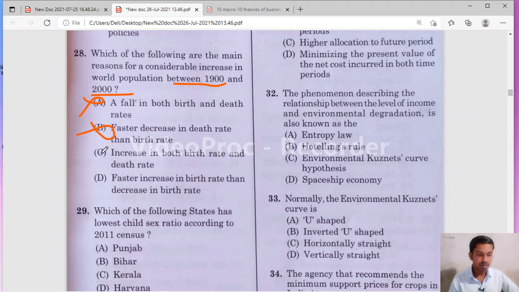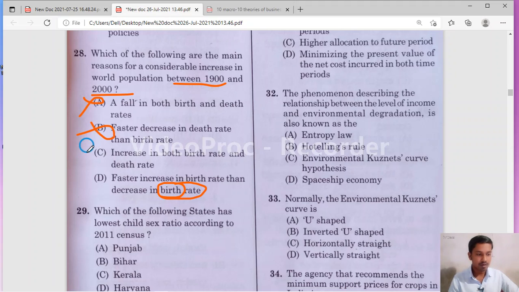Friends, in this question also I am having a little bit of confusion here. I think faster increase in birth rate than decrease in birth rate, I think this will be death rate. So let us wait till the official key answer releases. I am having a little bit of confusion in this question.